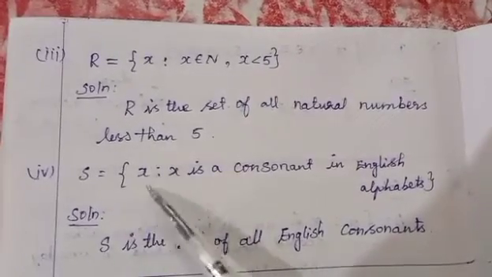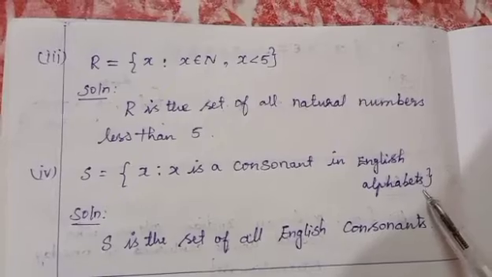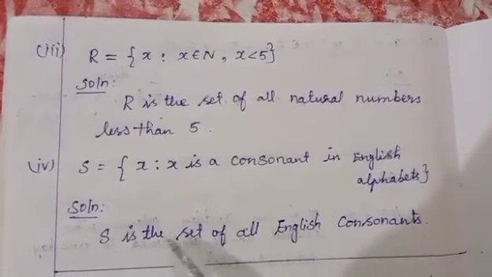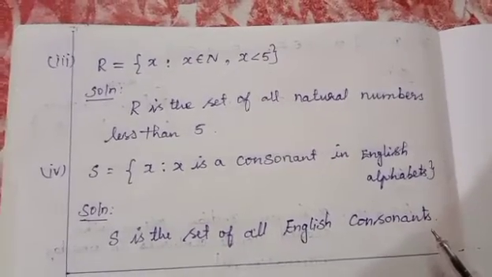Next, S is equal to the set of all x such that x is a consonant in English alphabets. So, how do you write this? S is the set of all English consonants. Have you understood, students?